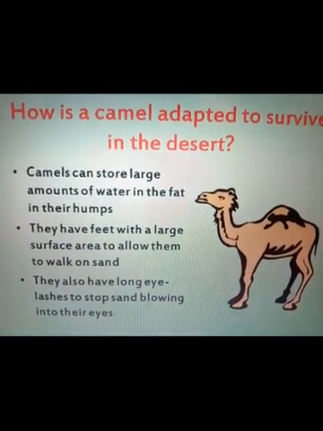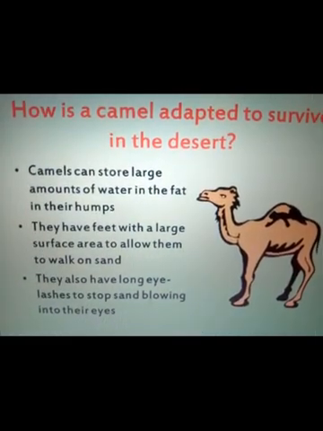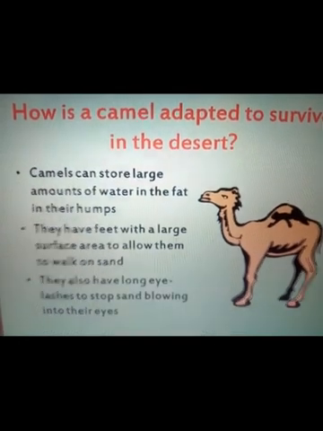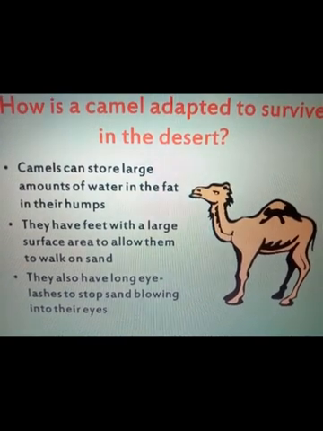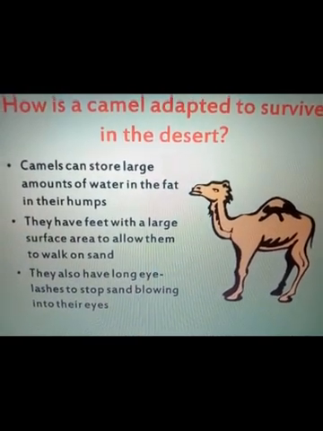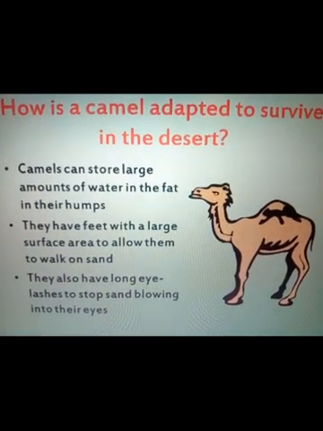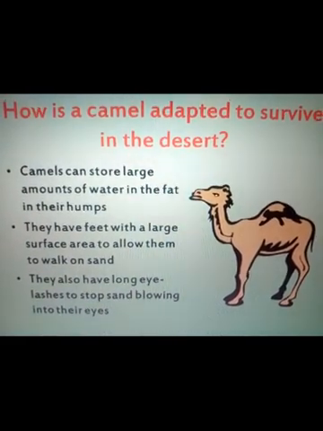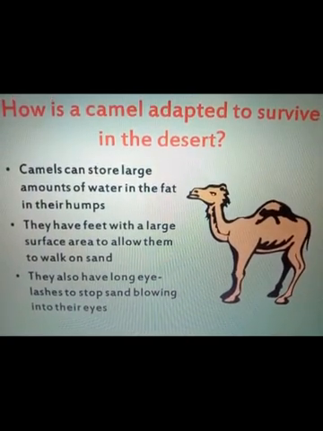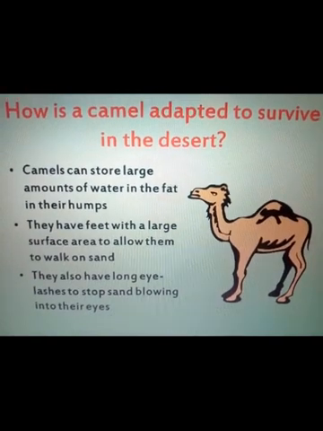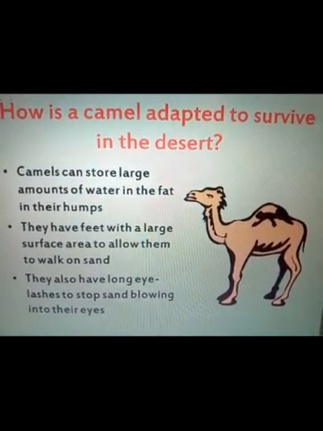They also have long eyelashes to stop sand blowing into their eyes. Long eyelashes help them to keep the sand away from their eyes. It doesn't allow the sand to enter their eyes. So these are the features in camels which allow them to survive in the desert.